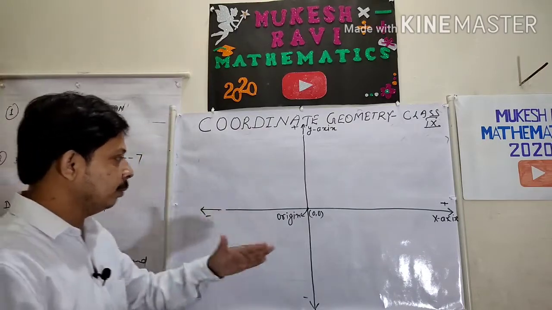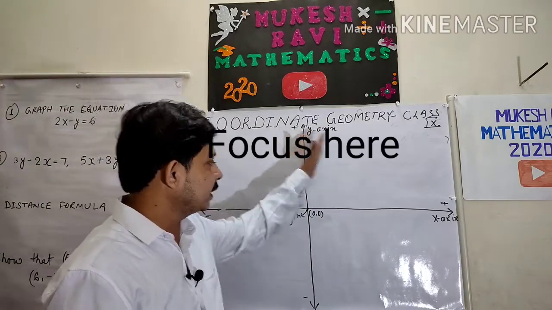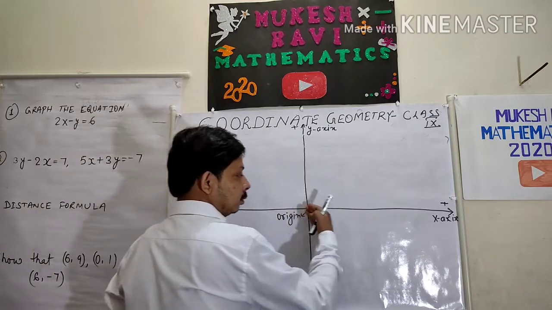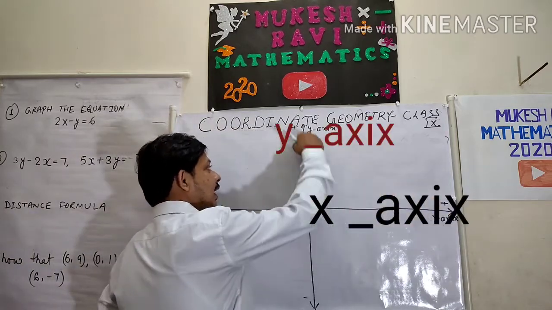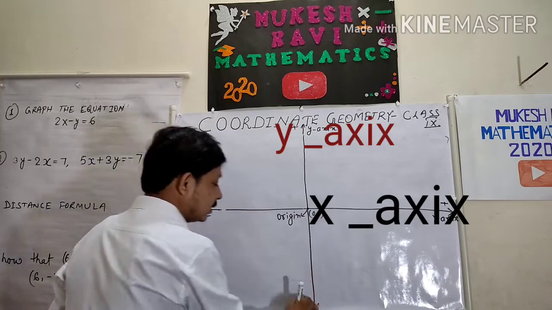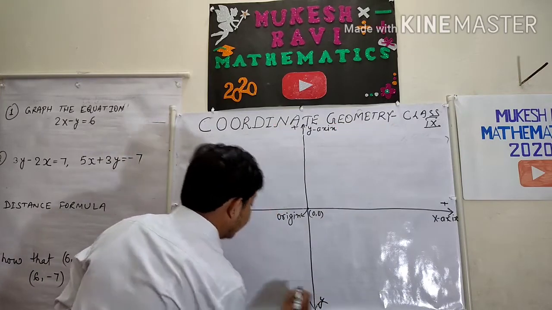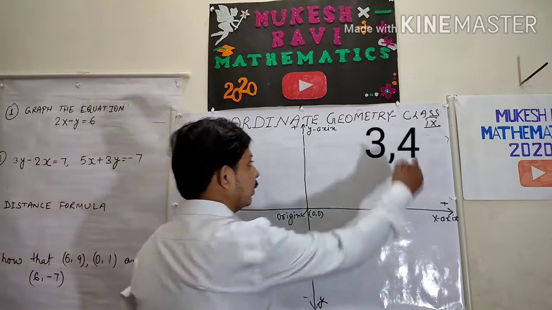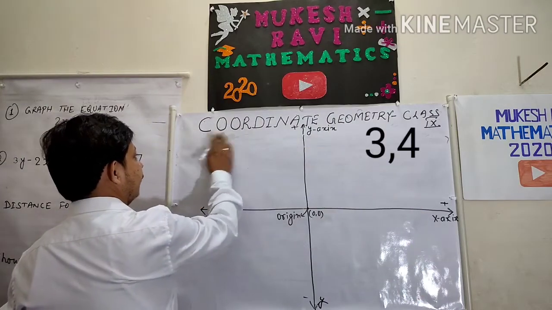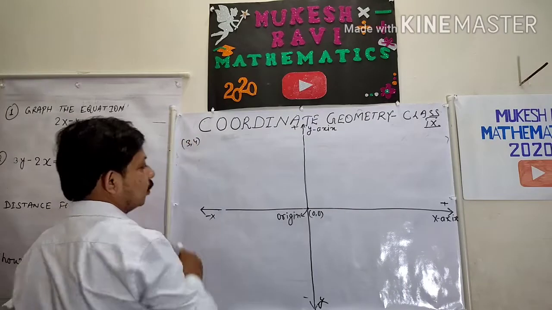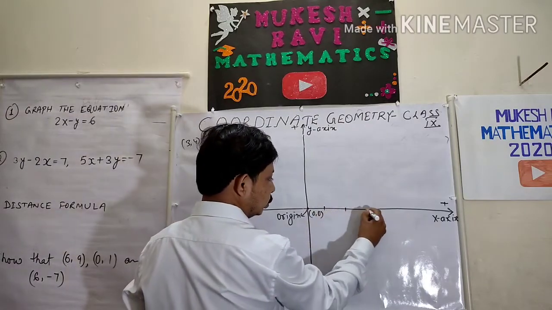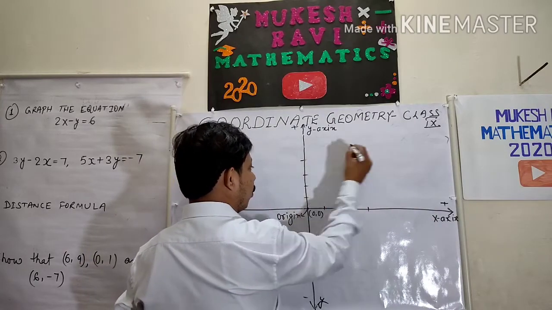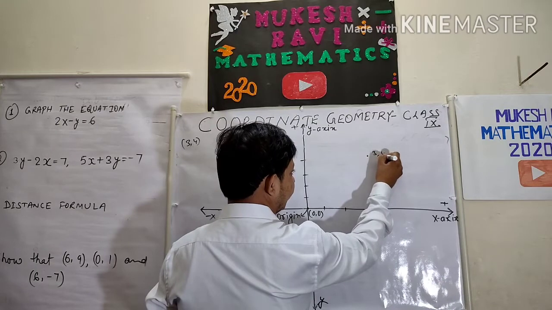So already I have drawn the y-axis and x-axis. Now you see this is the origin. Right hand side from the origin is the x-axis, upward direction is the y-axis, downward direction is minus y-axis, and here left hand side is minus x-axis. Suppose my point is 3 and 4. So I will plot: 1, 2, 3 on the right hand side, and then 1, 2, 3, 4. This is my point 3 and 4.